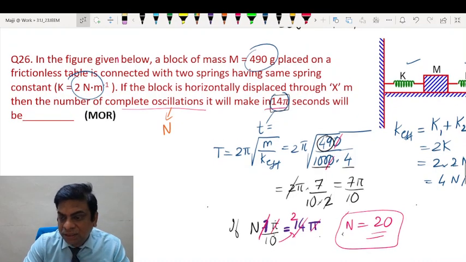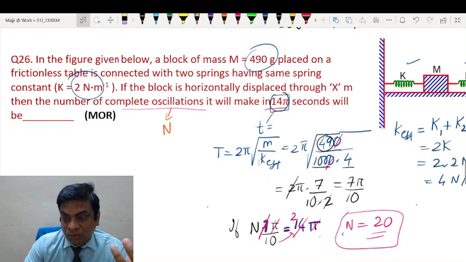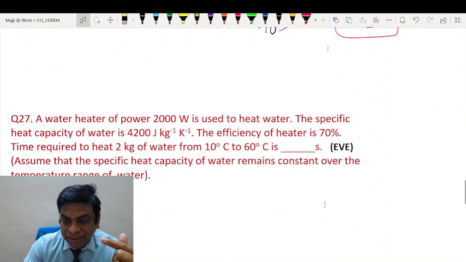Here students, it is just like calculating the number of copies which can be purchased for a certain amount. 14 pi is just like an amount, and you have to calculate the total number of copies which can be purchased. So first we have to calculate the cost of one copy. So this is the cost of one copy. Time taken for one oscillation we calculated, and number of copies multiplied by the cost of one copy gives you the total cost required. So that's how we proceeded.